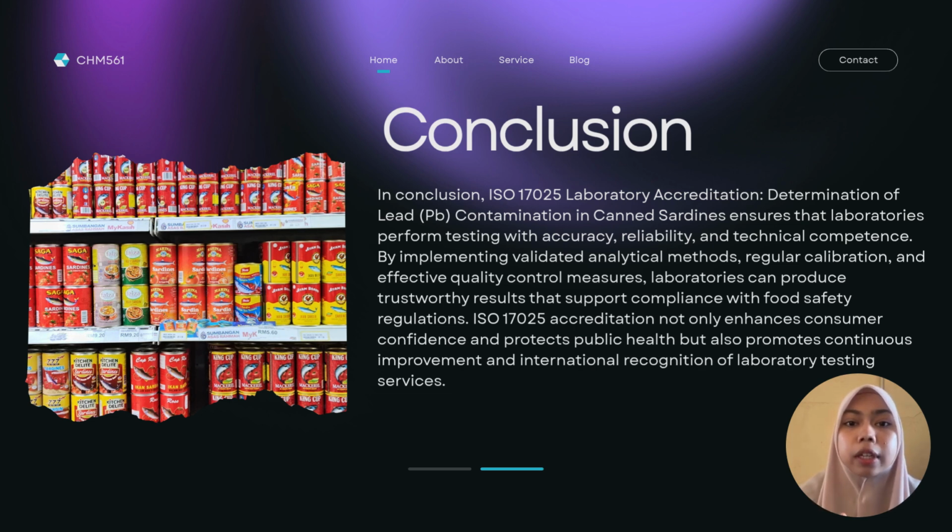In conclusion, ISO 17025 laboratory accreditation for the determination of lead (Pb) contamination in canned sardines ensures that laboratories perform testing with accuracy, reliability, and technical competence. By implementing validated analytical methods, regular calibration, competent personnel, and effective quality control, laboratories can produce trustworthy results that protect public health and ensure food safety.